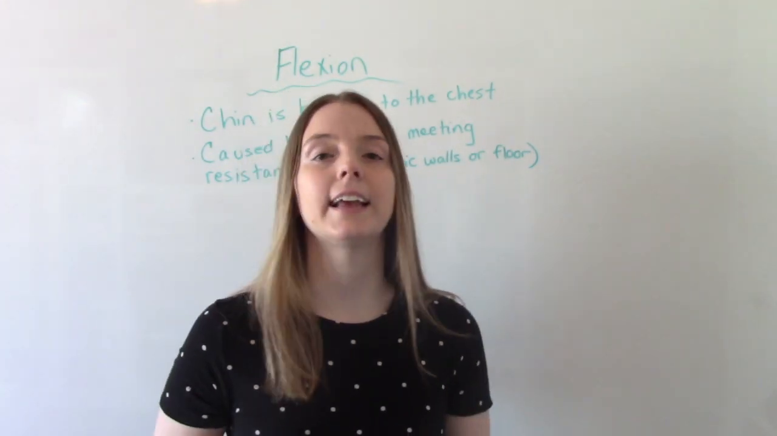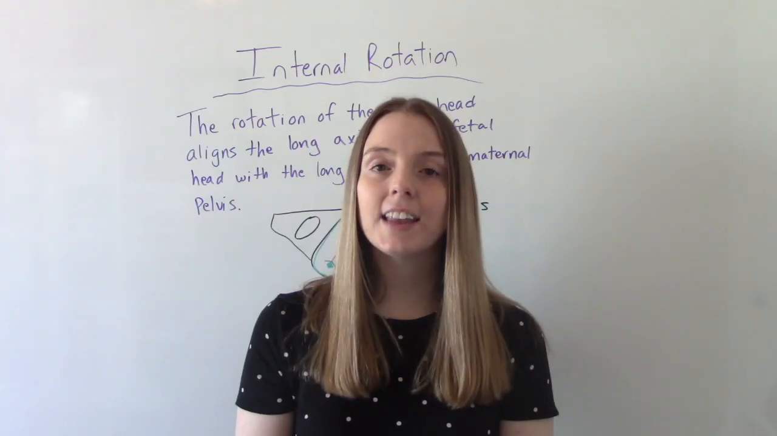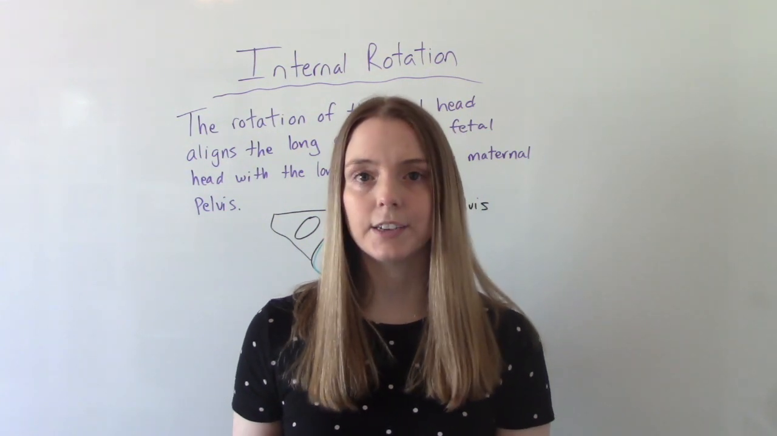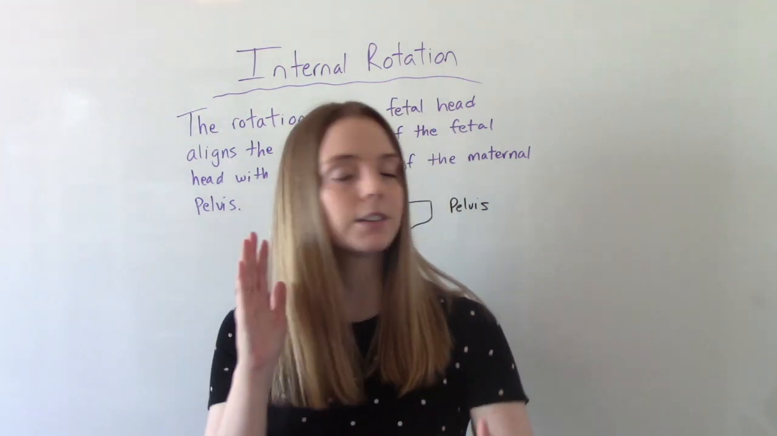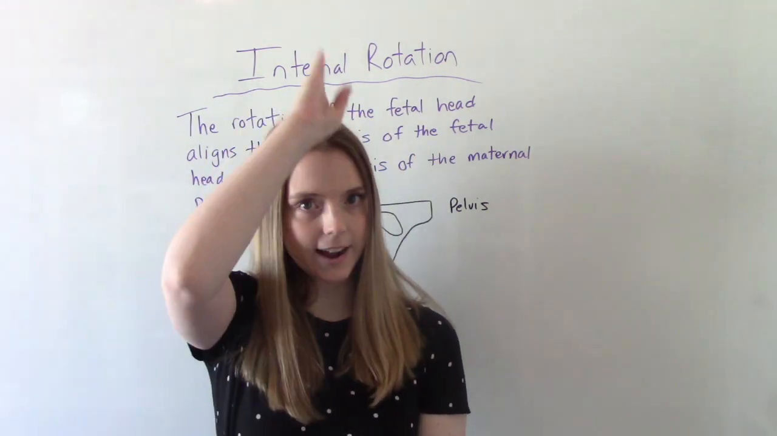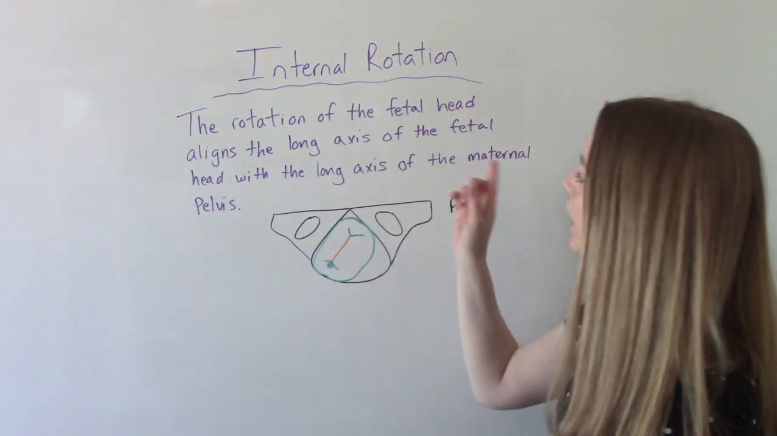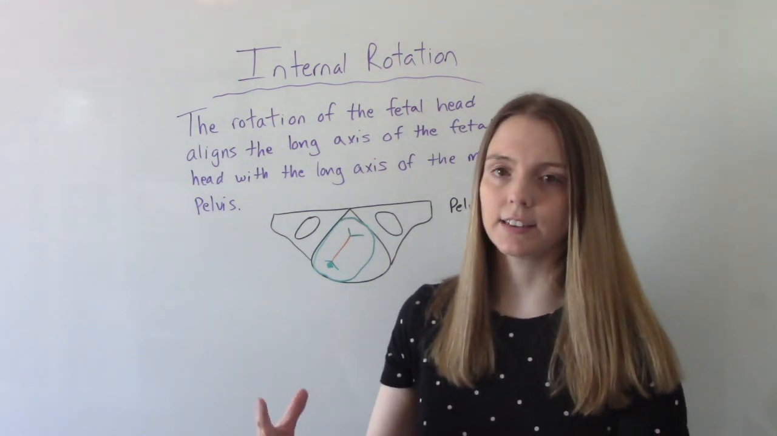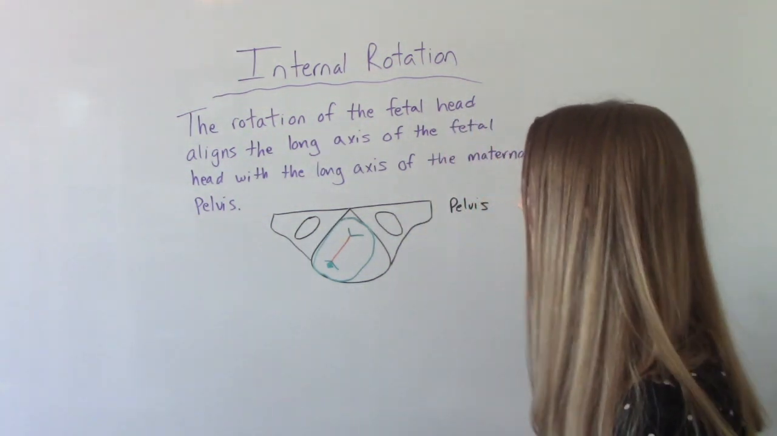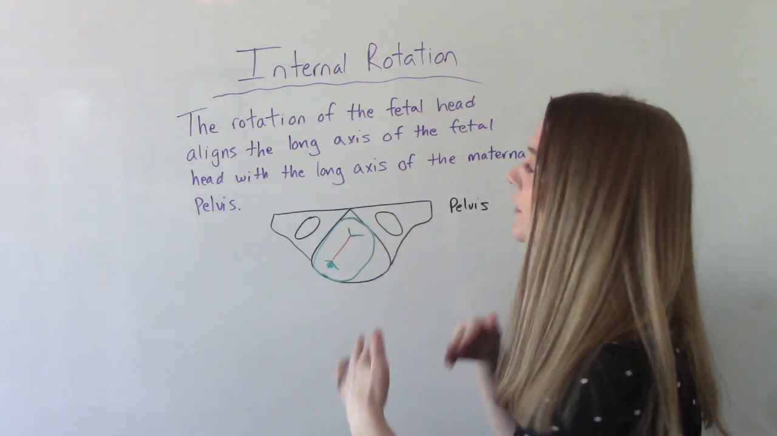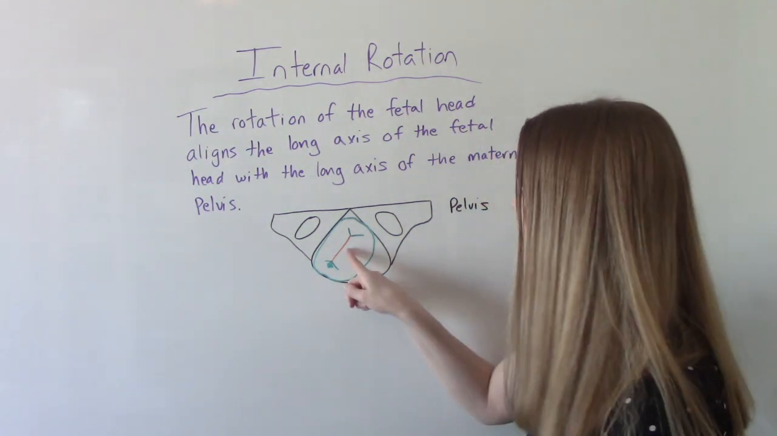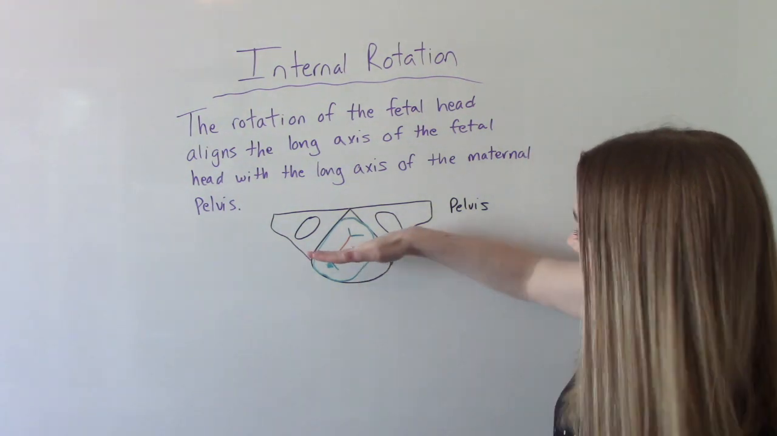The next one, internal rotation. The next movement is internal rotation, and this is when baby is moving their head. They have to rotate their head so that the long axis of baby's head will align with the long axis of mom's pelvis. So this is my little drawing of that again. Here's mom's pelvis. If you remember before, the sagittal suture, the orange one, was like this.